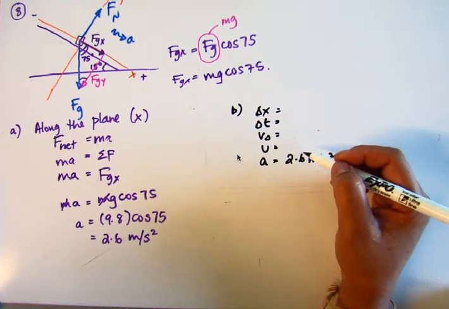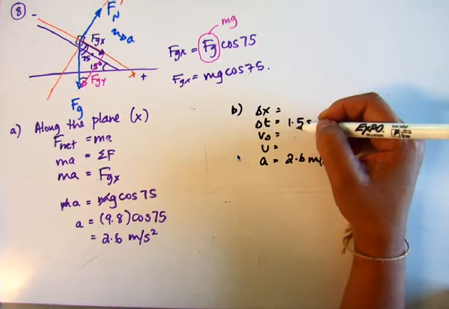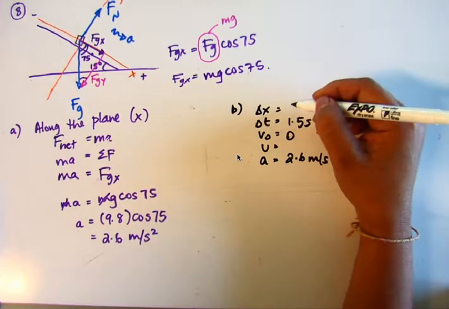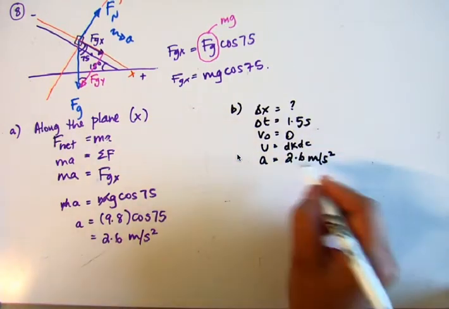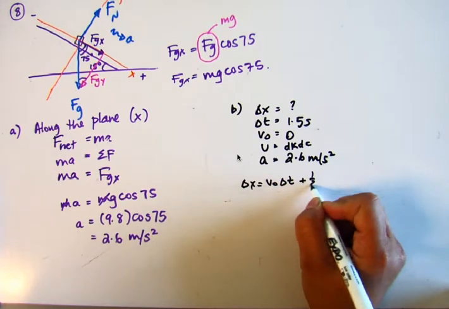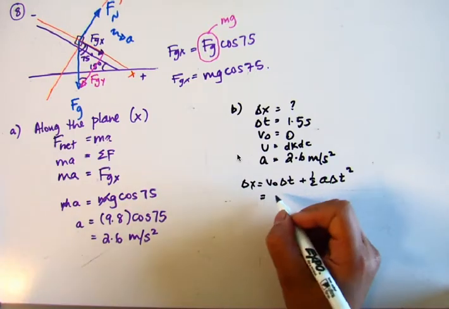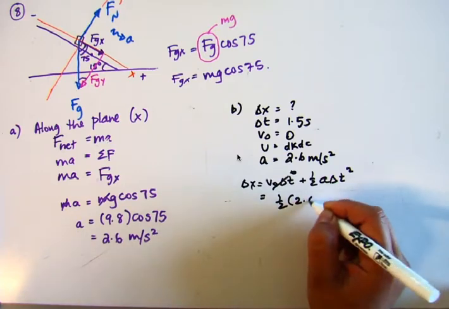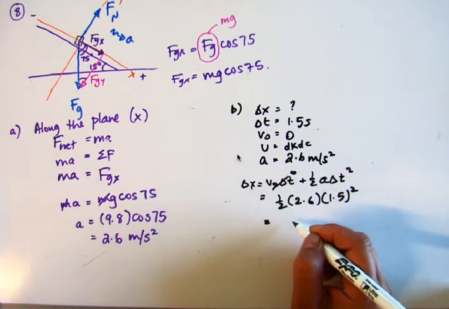How far up the plane was the block released if it took 1.5 seconds to reach the bottom after it was released from rest? So from rest, v0 is 0, and they're asking us for delta x, and we don't care about v. So that's our unknown. So delta x equals v0 delta t plus 1/2 a t squared. And then solving this, that cancels out, 1/2 of 2.6 times 1.5 squared. And the answer is 2.9 meters.